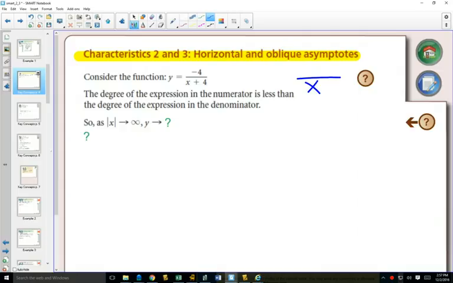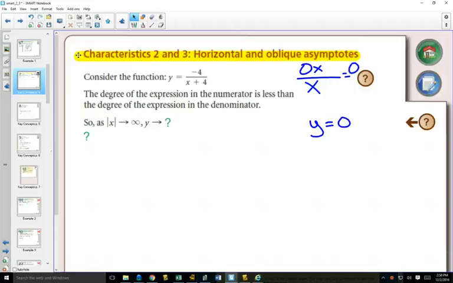How many x's do we have on the top? None. So we can say 0 x's on the top. If you simplify that, 0x over x, what does that simplify to? 0. And so this tells us that we are going to have a horizontal asymptote at y equals 0. We do not need to go into anything further than that.